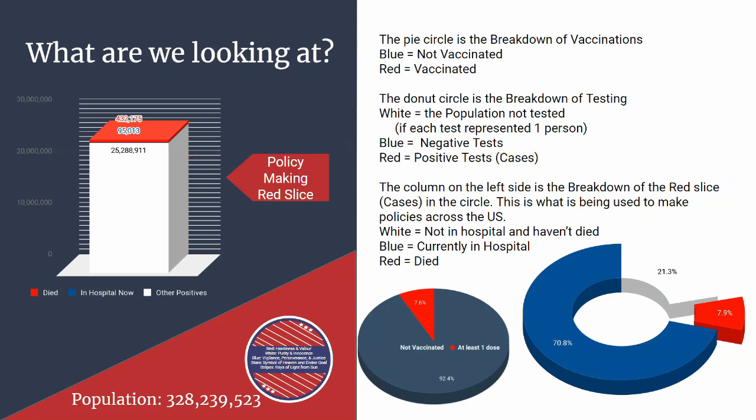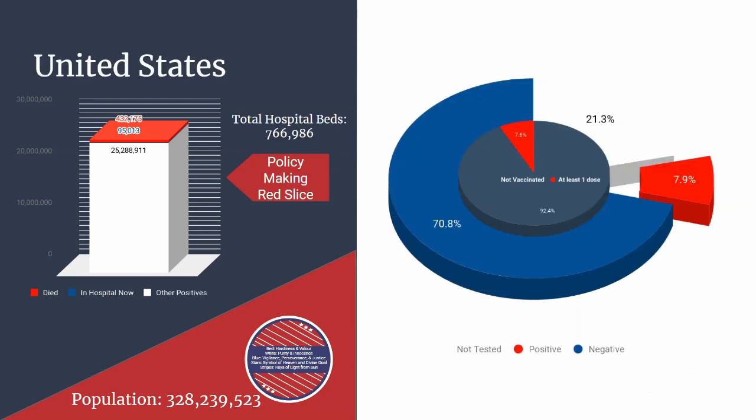Let's look at the U.S. as a whole. So the number vaccinated is 7.6%. That's how many have been vaccinated in the entire United States. If every test was one individual, we would be able to say that 21.3% of the United States has not been tested. So that's saying 80% of the people have taken a test. 70.8% received a negative result, and 7.9% are positives.